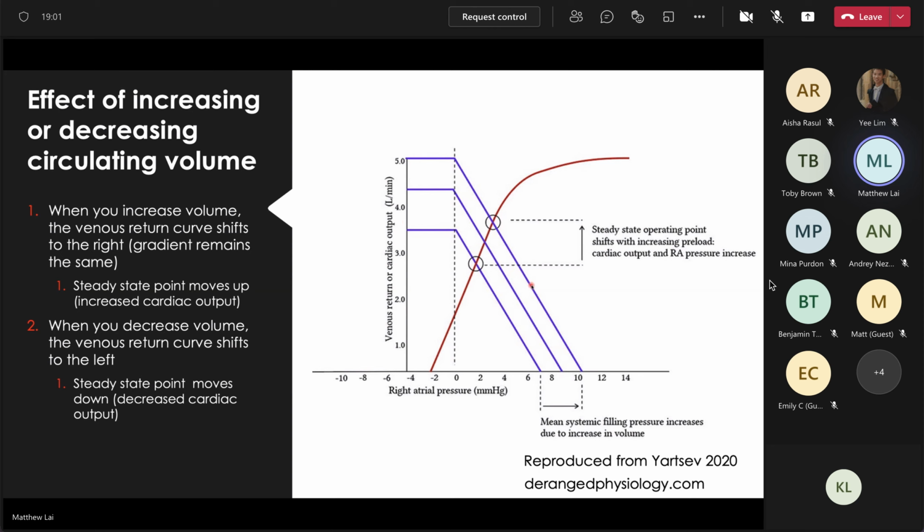And now let's say we took volume out of the system. So let's say if you're losing blood, so this venous return curve shifts to the left. And so as we can see, we would get a lower cardiac output.